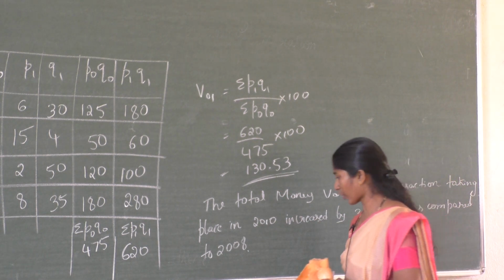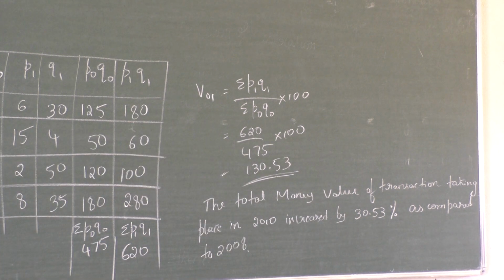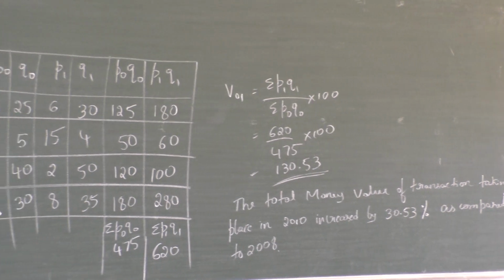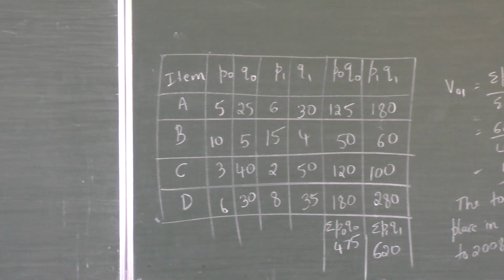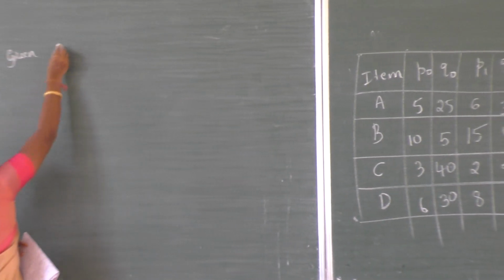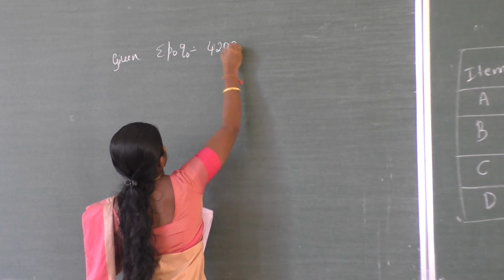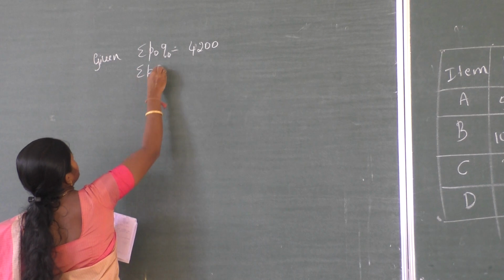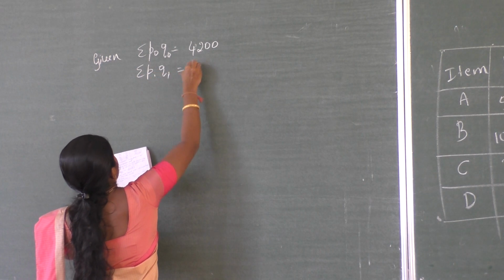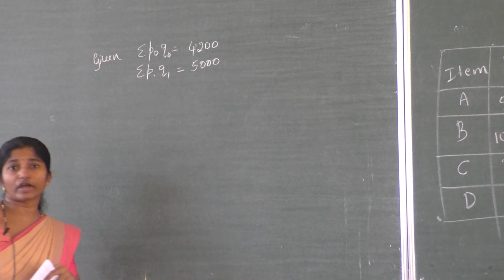Next, we will do simple problems. In the simple problems, the values of P0 Q0 are given directly. The total value of P0 Q0 is given, that is 4,200, and this one is also given, 5,000. So both values are given.